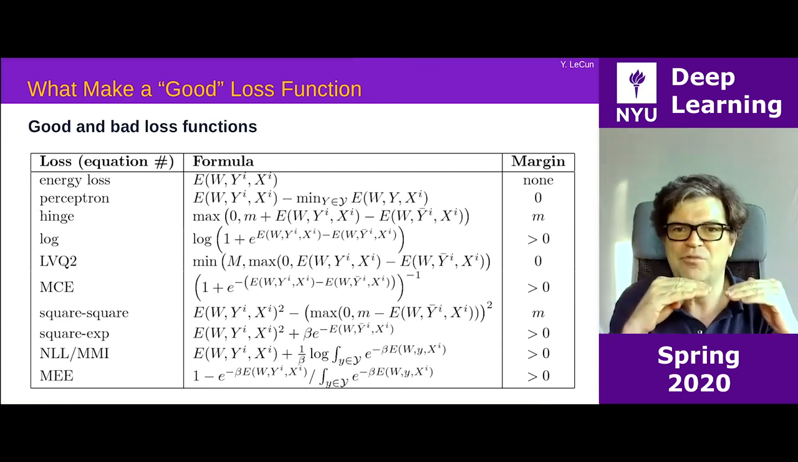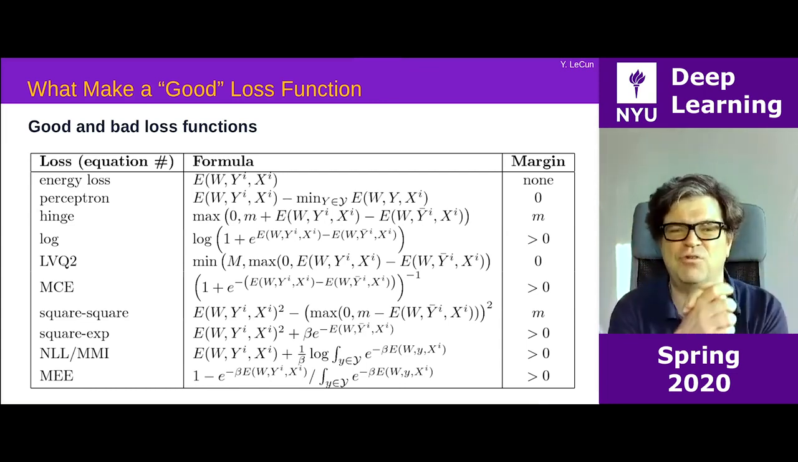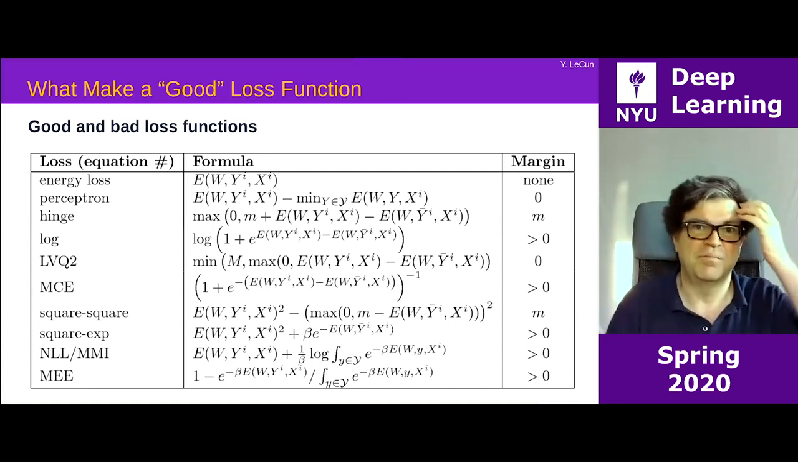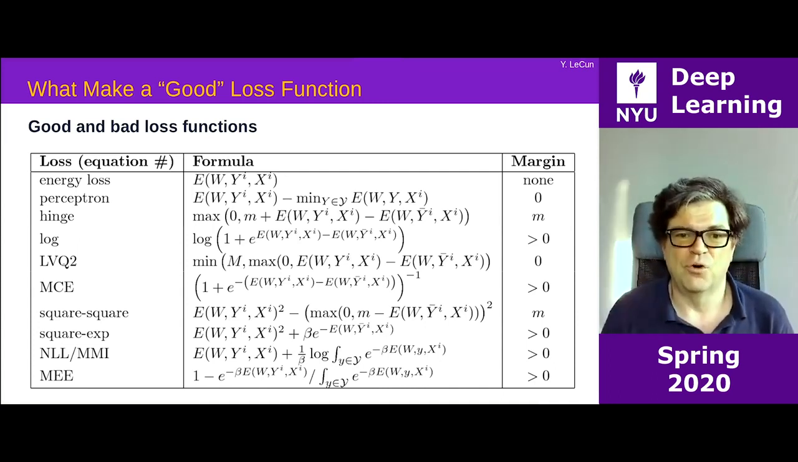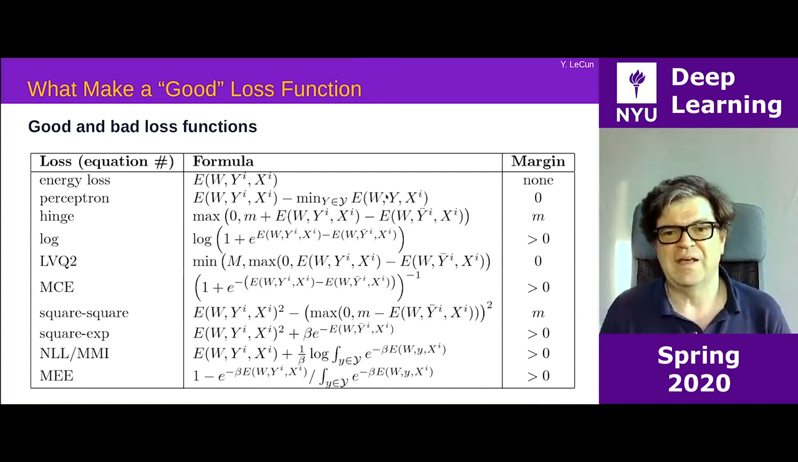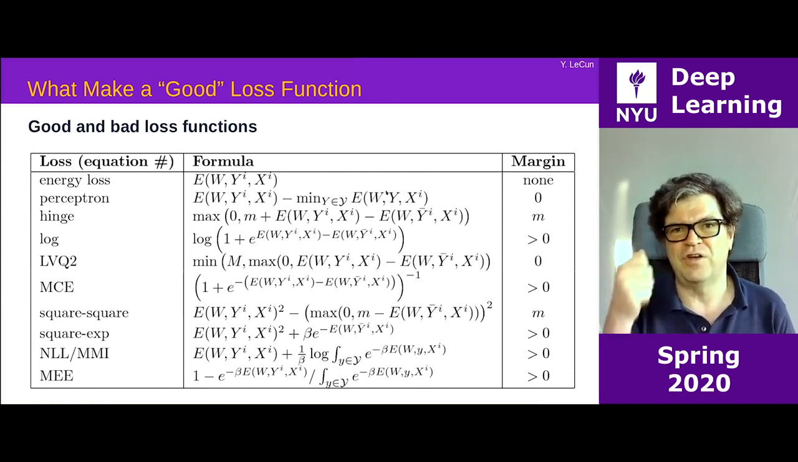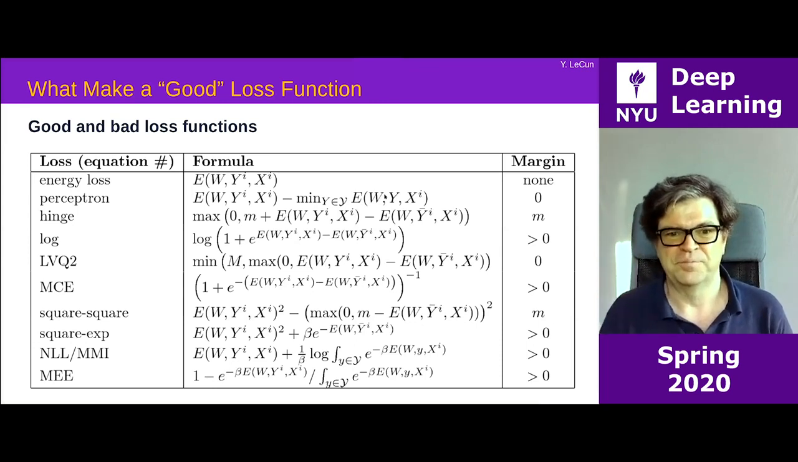It might just collapse. It might just make every energy zero or the same, okay? So it's not a good loss function to use. It just happens to work when your energy is linearly parameterized in W, but in the general case, it doesn't work. So you're much better off using something like this, a hinge.